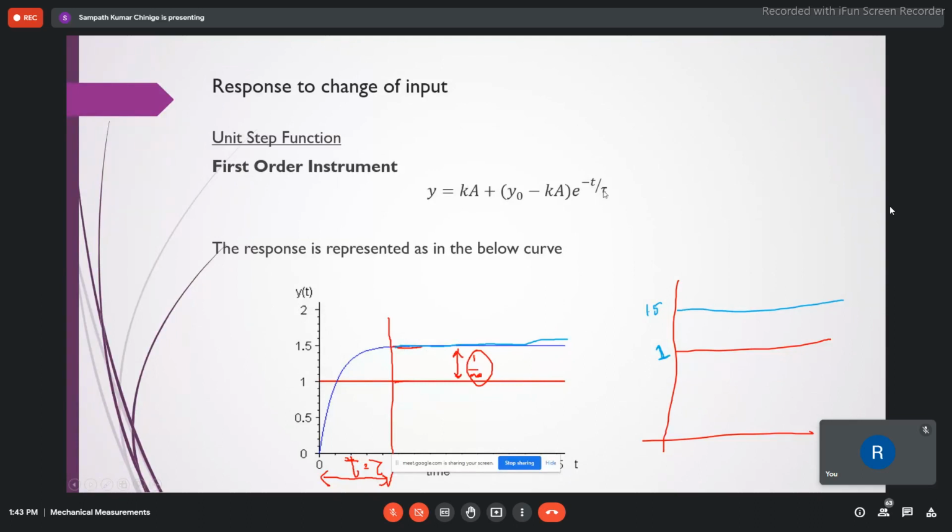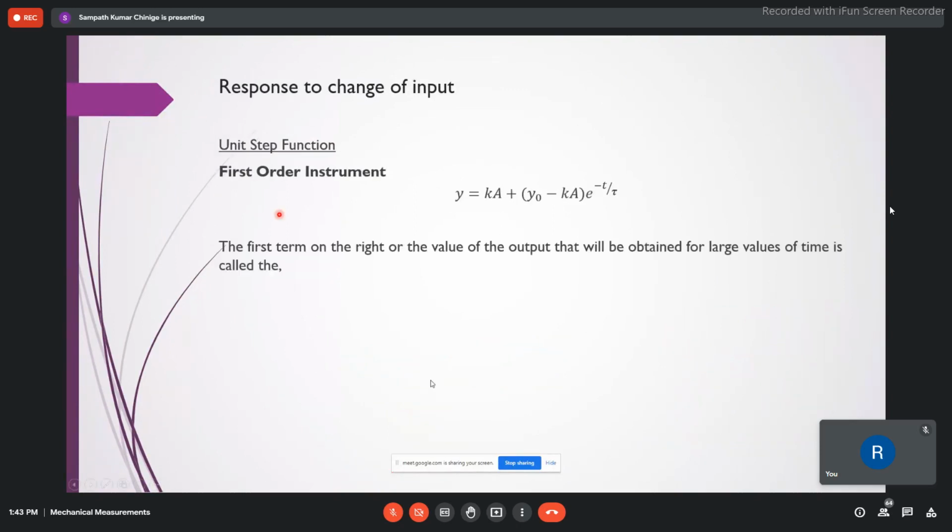So depending on the time constant, how quickly we get there: if it is smaller, what happens? What happens if the time constant is higher and if the time constant is smaller? The response rate will depend on this time constant. The second term is an exponential decay term, and the first term is the steady state response of the system.